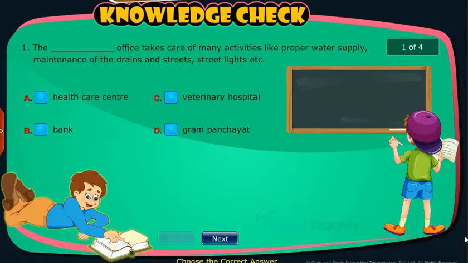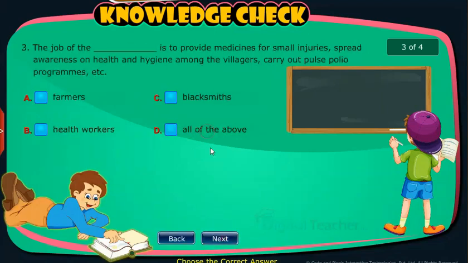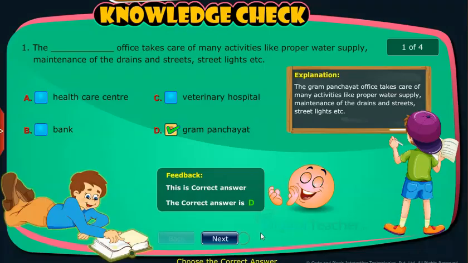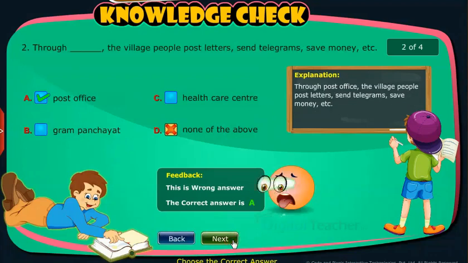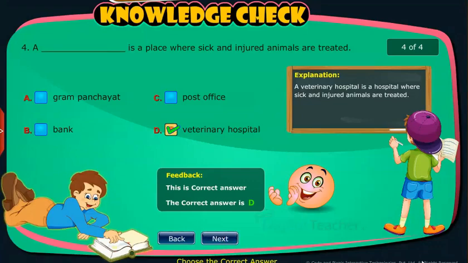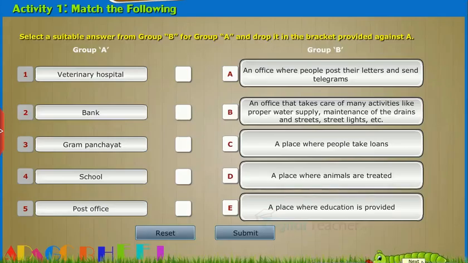Knowledge check. Attempt the following questions to check your understanding. We will now perform an activity. Select a suitable answer from Group B for Group A and drop it in the bracket provided against A. Click Submit button to verify your answers.